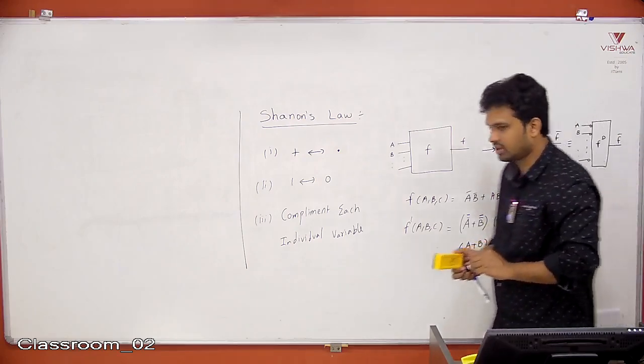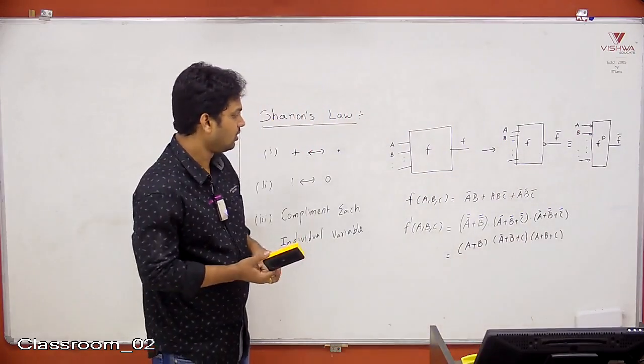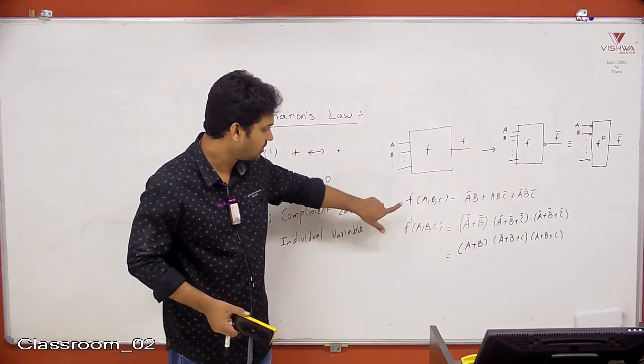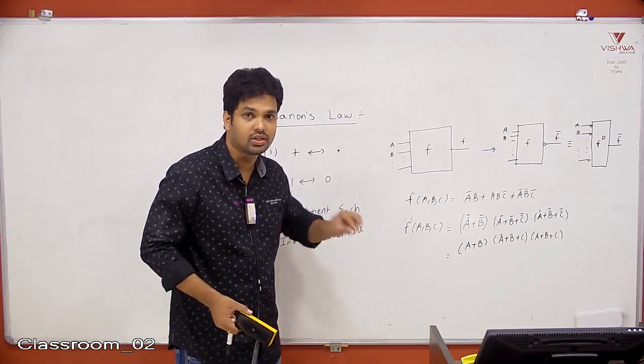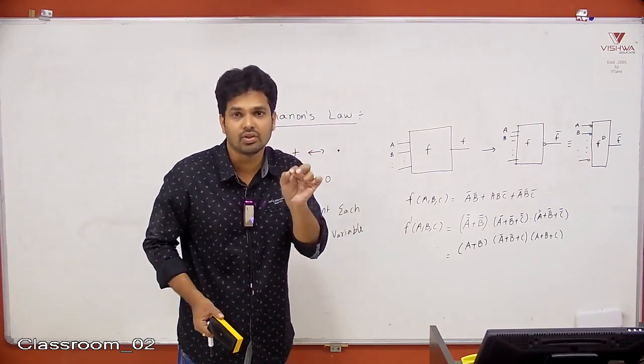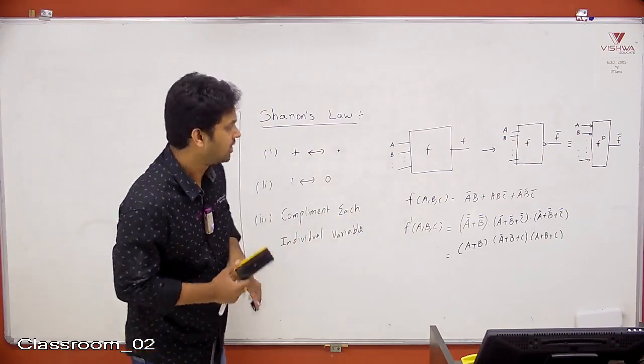How to find the complement of any function? First, take the dual of the given function. After taking the dual of the function, complement each individual variable. That's all. Copy it.